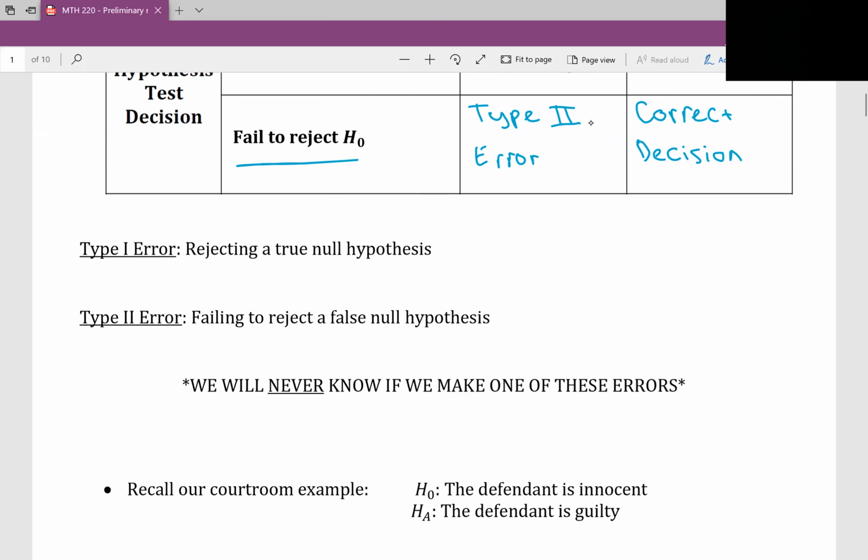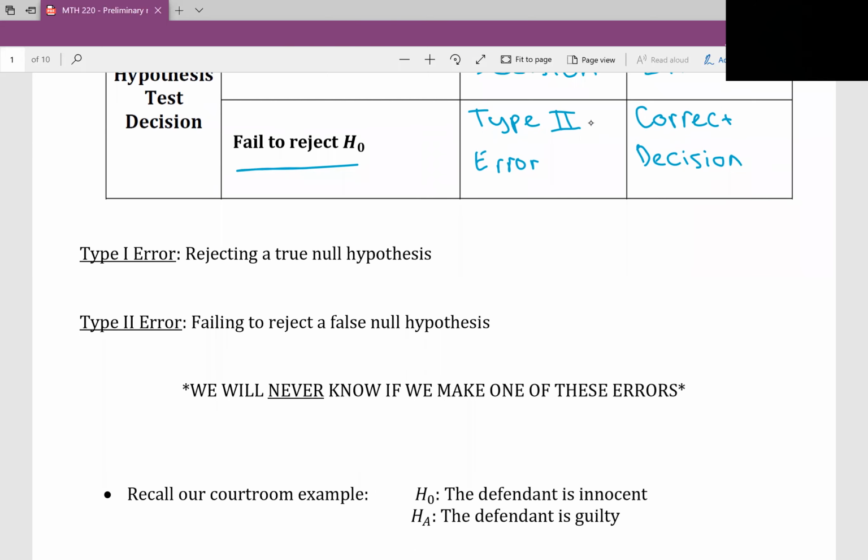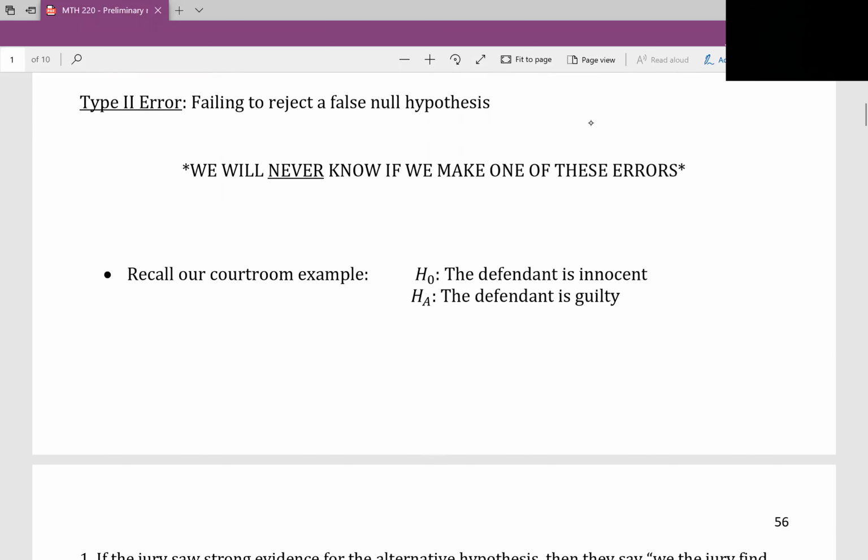Okay, so I want to recall our courtroom example that we talked about maybe in the third week of class, whenever I was first introducing hypotheses to you. Okay, so H0, the defendant is innocent. HA is that the defendant is guilty. Okay, and I want to talk about this particular H0 and HA in terms of our errors.